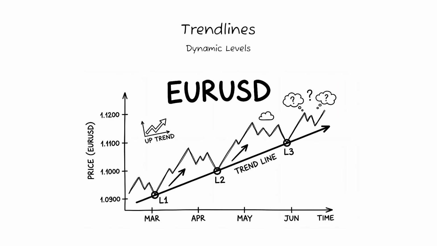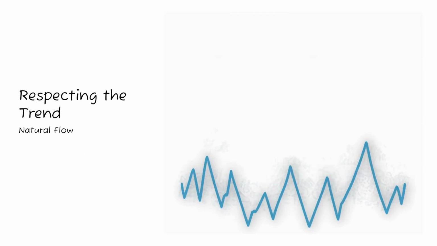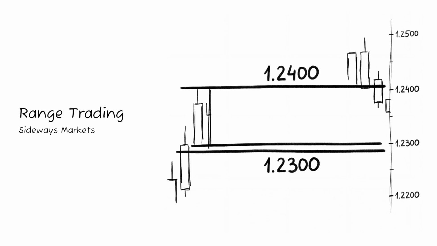Trend lines are another simple tool. In an uptrend, you can connect higher lows. In a downtrend, you can connect lower highs. Trend lines help you see where price has been respecting direction, but do not force them. Some traders draw trend lines through every candle on the chart until it looks like modern art. Keep it simple.